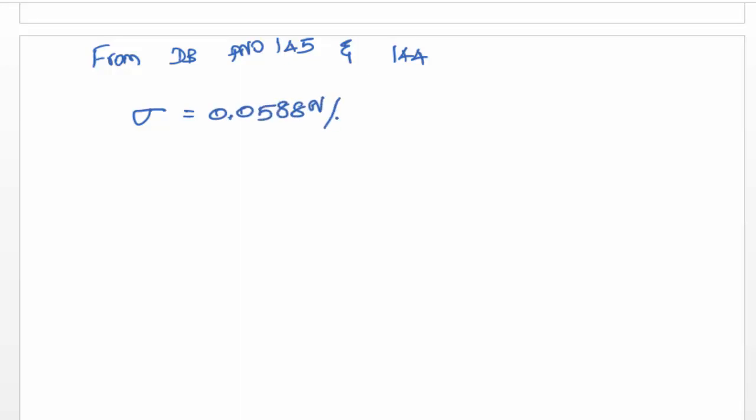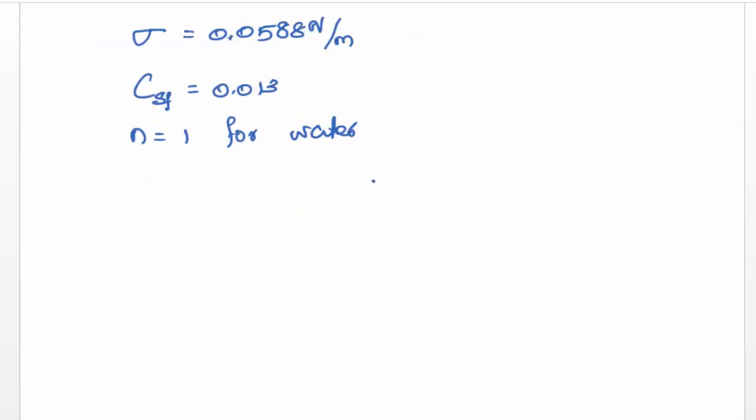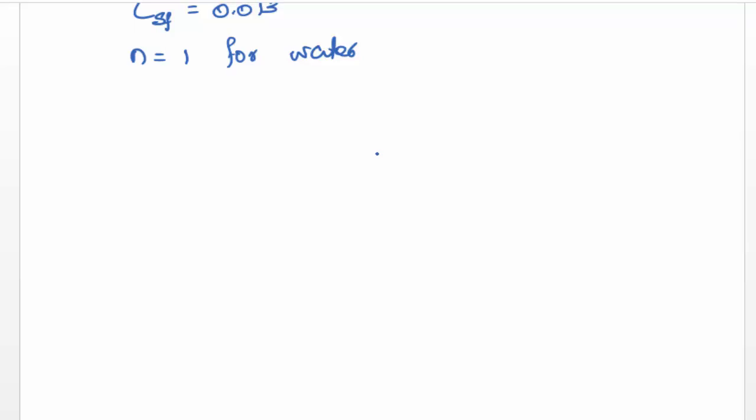Then as usual, as we did in the last problem, we just take the value of sigma and CSF from the HMT data book. From the data book, page number 145 and 144, the value of sigma is 0.0588 Newton per meter, and CSF value at 100 degrees Celsius is 0.013, and you know n equal to 1 for water. Now just take the formula from the data book.